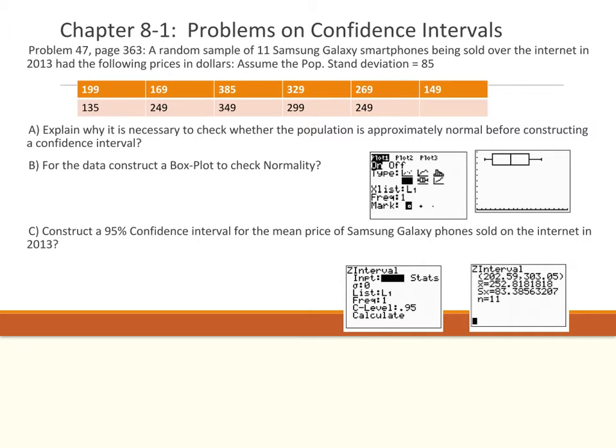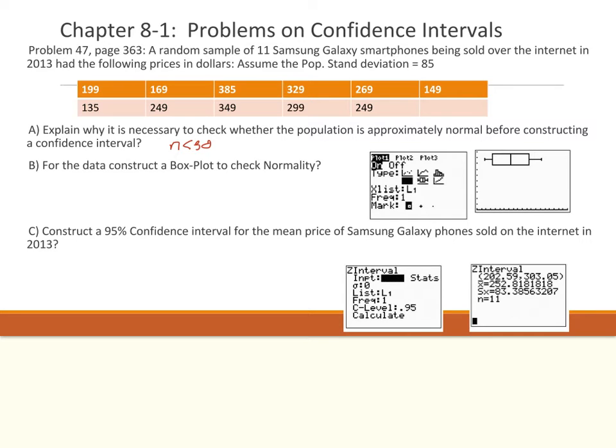The first question asks, explain why it's necessary to check whether the population is approximately normal before constructing a confidence interval. Well, in order for us to use the sampling distribution for normality, we have to realize that under the central limit theorem, n has to be greater than 30. In this particular case, n is less than 30. So we have to check for outliers or skewing effects.